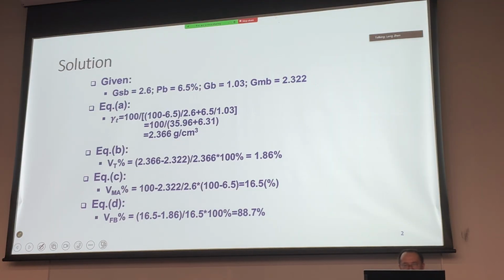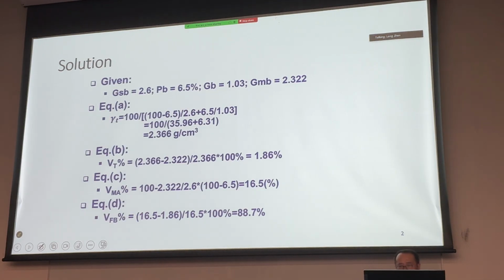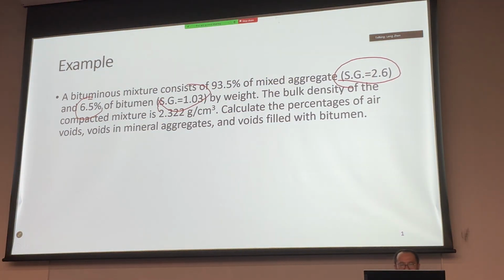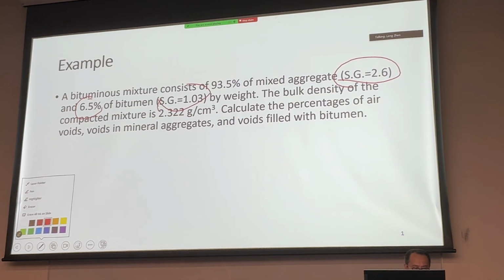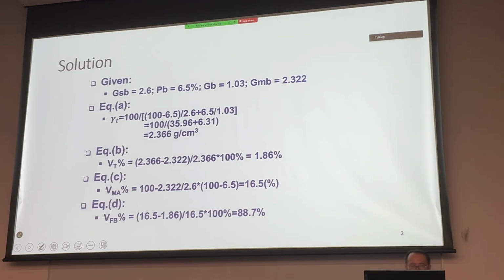Also the binder's specific gravity is 1.03, so this is the binder specific gravity. And also we have the GMB, which is the bulk density. So the bulk density of the mixture is 2.322. So these are all the information we are provided, and then we can further calculate those important parameters for Marshall mixture design.